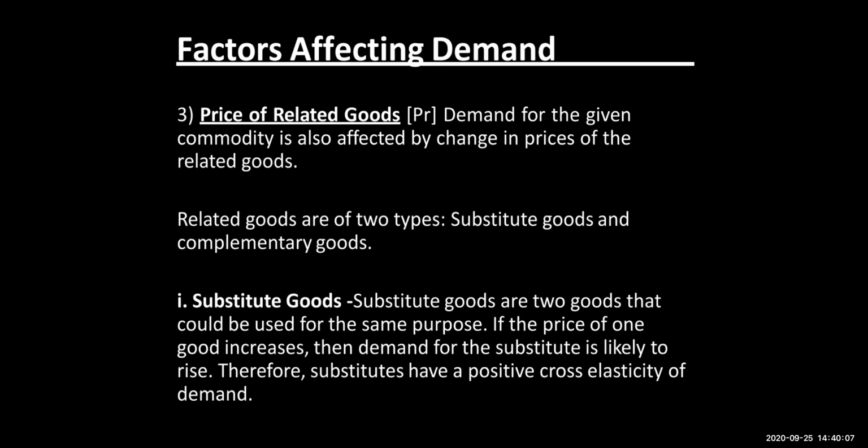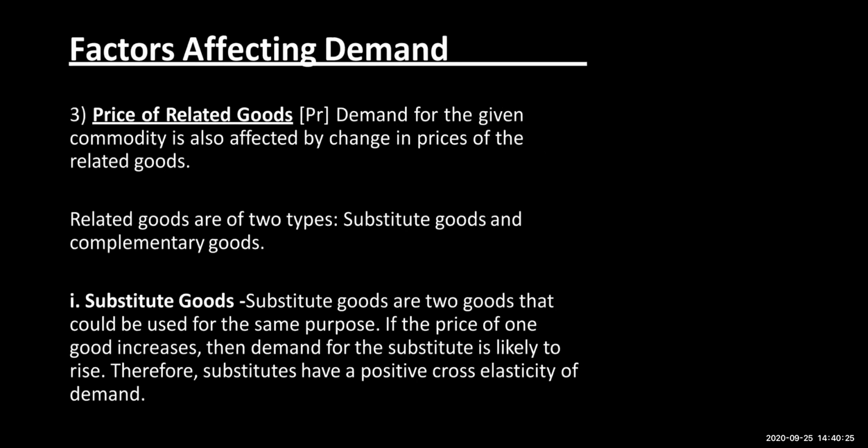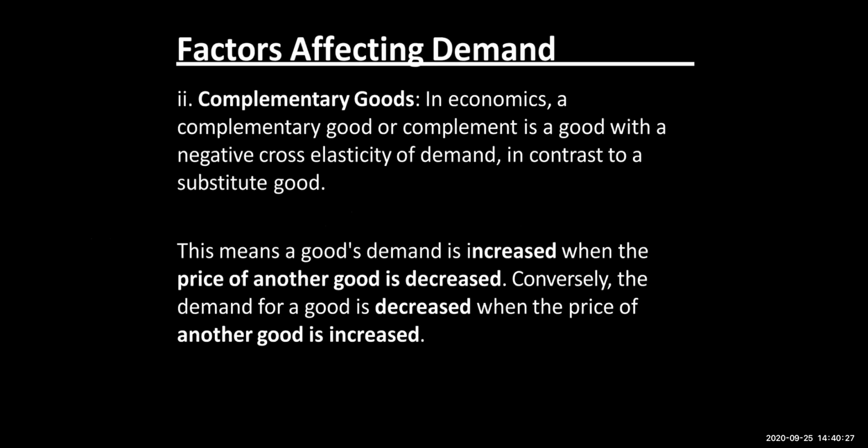So substitutes are the two goods that could be used for the same purpose. If the price of one good increases, then the demand for that substitute is likely to rise and vice versa. When we talk about complementary goods, they are those goods which are demanded jointly or which are demanded together. For example, car and petrol. An example for substitute, we can take tea and coffee.